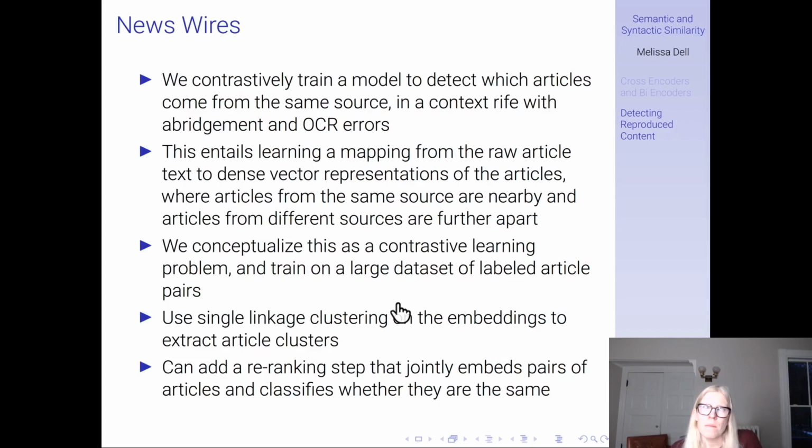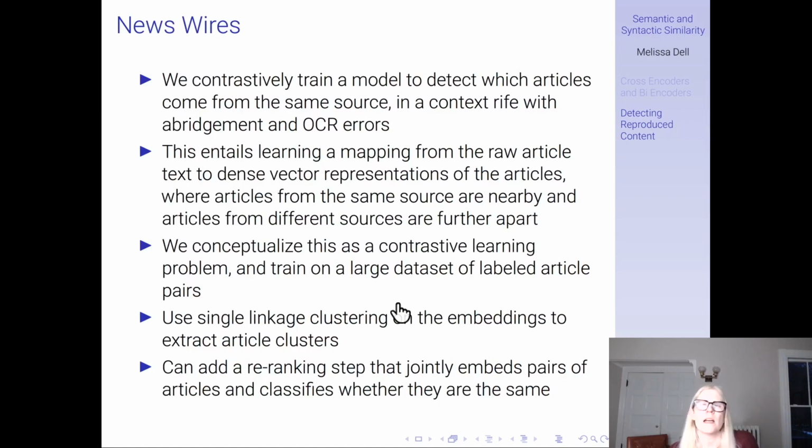So the basic idea is that we contrastively train a model to detect which articles come from the same source in a context that's full of abridgment and OCR errors. There are errors in the OCR, but also stories were rewritten by the regional bureaus of newswires like the Associated Press, and then they could be further rewritten and abridged by local newspapers to fit onto the page. So you had these underlying newswire article sources, but the articles as they appear in local papers won't be exactly the same because there's abridgment and there's OCR errors.